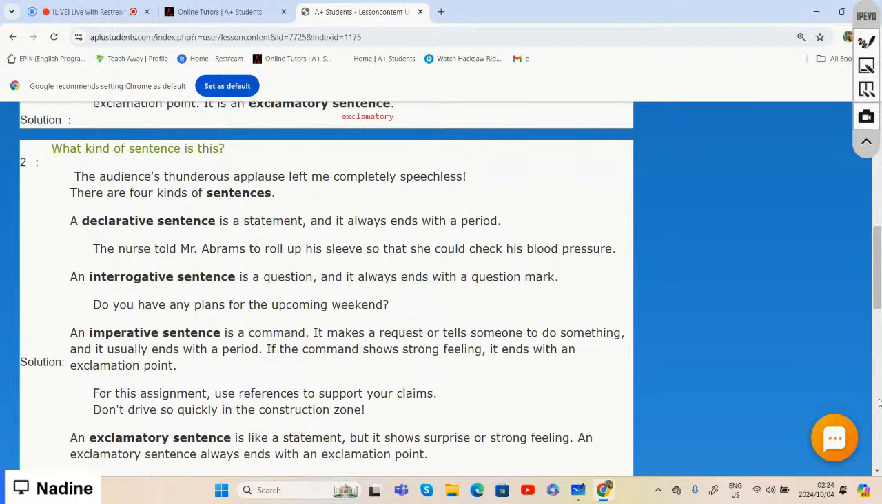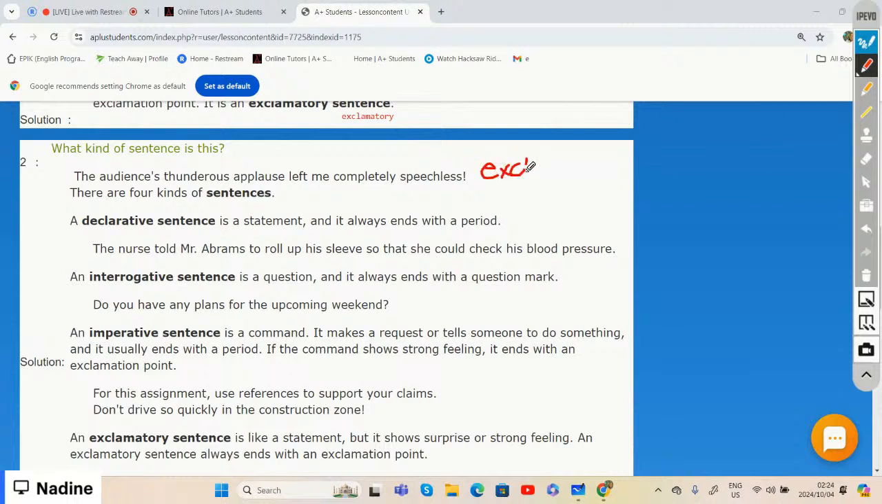And if we were to look at that specific sentence, it says, the audience's thunderous applause left me completely speechless. And we can say that is an exclamatory sentence. So we can say that's an exclamatory sentence.